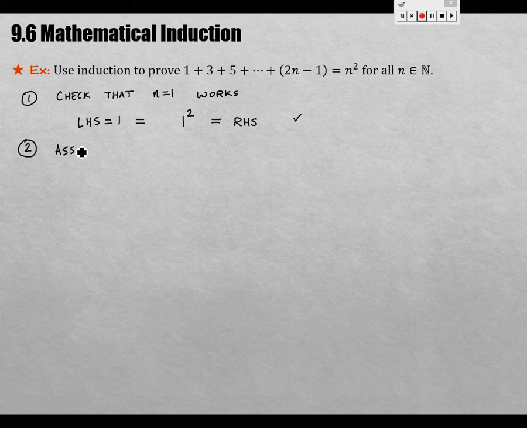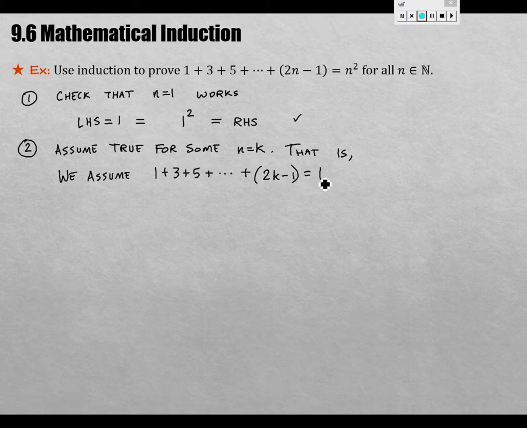Next, assume that it's true for some n equals k, like some fixed n equals k. That is, just to be utterly clear, we assume what's true? 1 plus 3 plus 5 plus ... plus 2k minus 1 equals k squared. That is for some k. Does that make sense? Again, that's a big if. Is that necessarily true? Not at all. But if it's true, we're gonna produce a proof here.